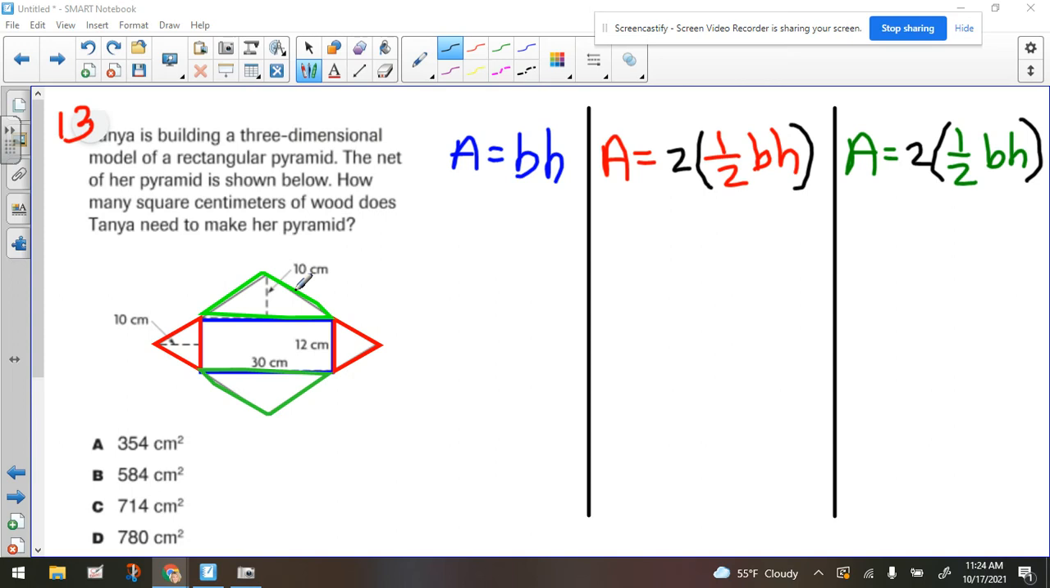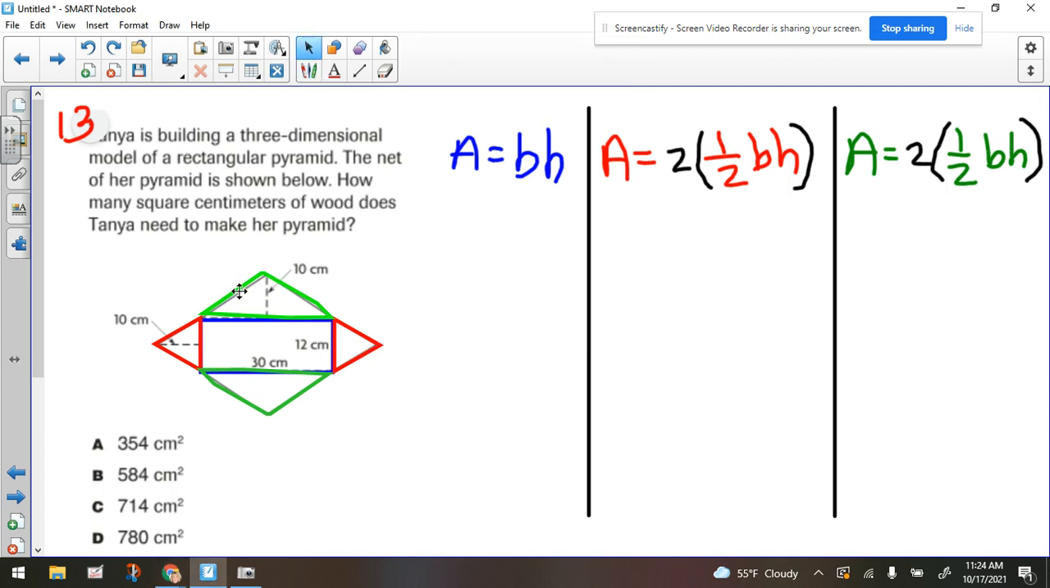We're looking at question 13. Tanya is building a three-dimensional model of a rectangular pyramid. The net of her pyramid is shown below. How many square centimeters of wood does Tanya need to make her pyramid? So we need to basically find the area of each face and then add it together.